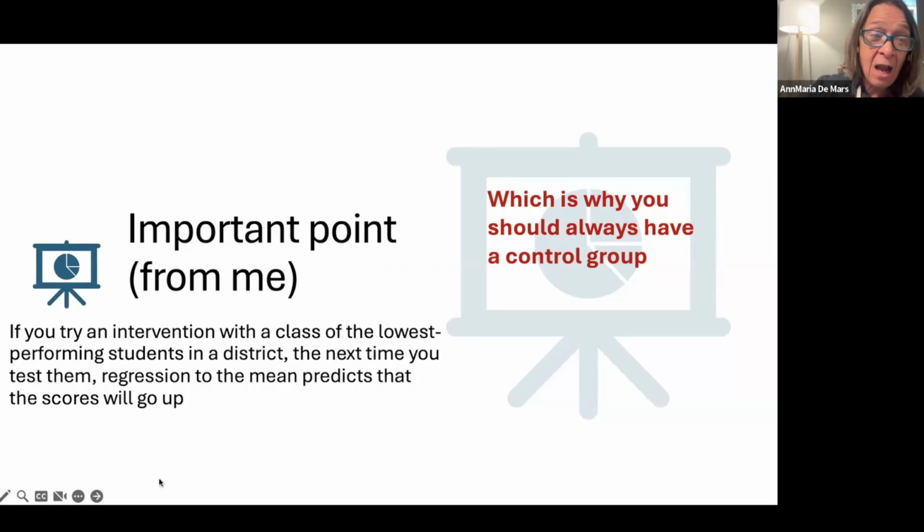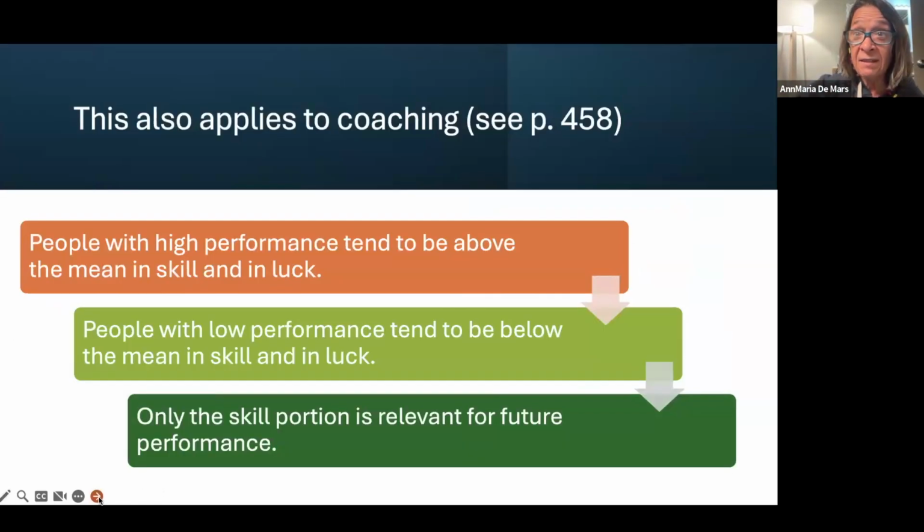So anyhow, that is what I had to say about regression to the mean. It applies to lots of things: to height, to performance on educational tests, to performance in athletics. So think about that.